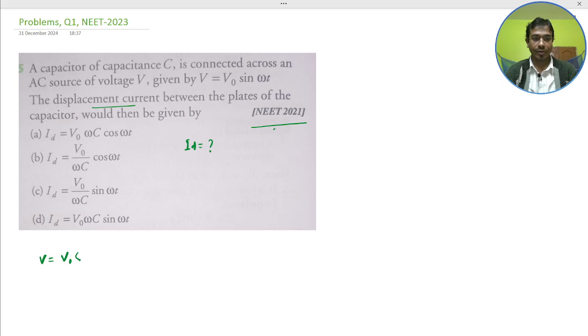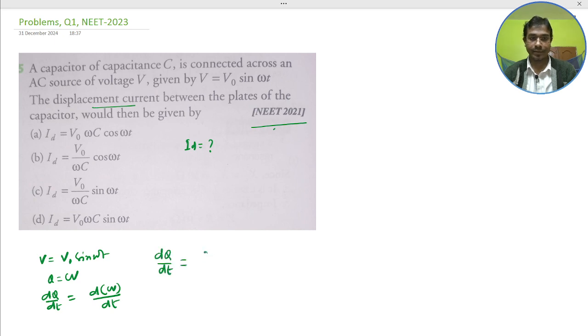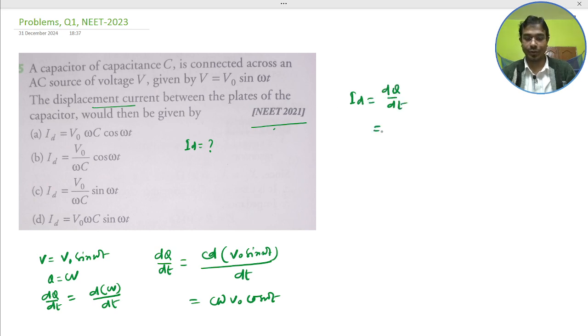V equal to V naught sin omega t and Q equal to CV. So dQ/dt equal to d(CV)/dt. Just put this value, V naught sin omega t, divided by dt. So it would become C omega V naught cos omega t. The displacement current ID is equal to dQ/dt. Just put this value here, V naught omega C cos omega t. So A would be your correct answer.